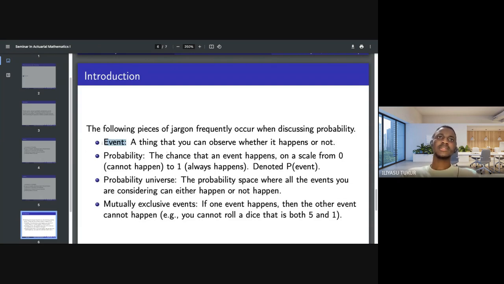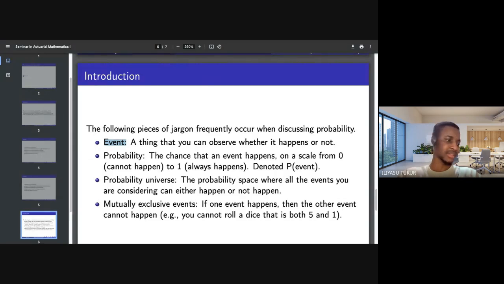Event. When we are talking about probability, first we have to discuss the event, because probability is the probability of a certain event happening. So let's understand what an event means here: a thing that you can observe whether it happened or not.